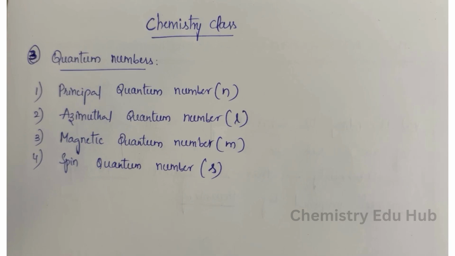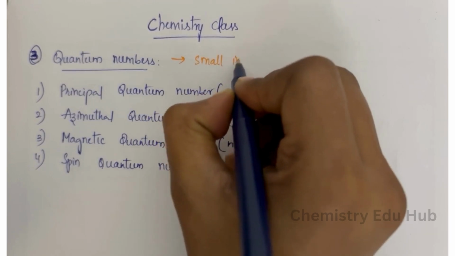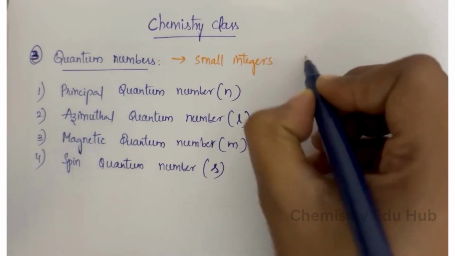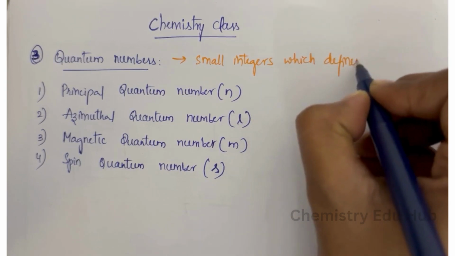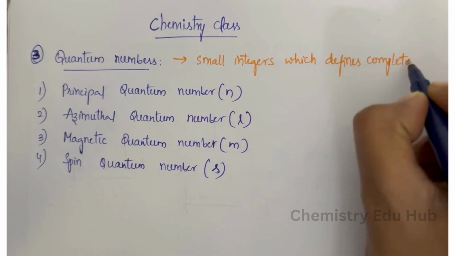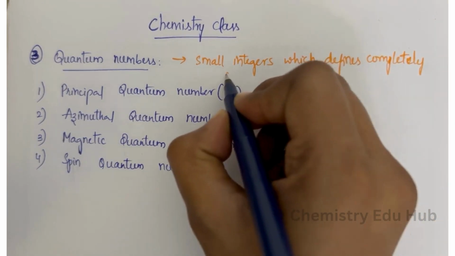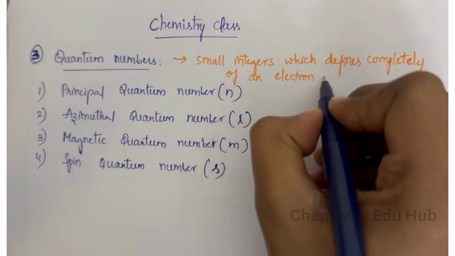Today we are going to talk about the third part of the chapter, that is quantum numbers. So quantum numbers are those which are given as small integers which completely define the position of an electron in an atom.